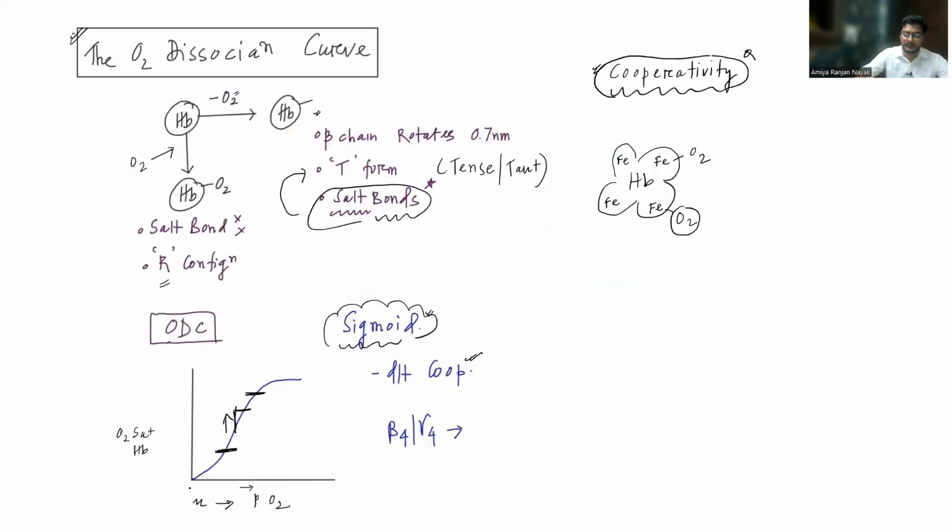Okay, in the previous slide I showed you something like beta 4 and gamma 4. So what is beta 4 and gamma 4? Beta 4 is actually a type of hemoglobin. Here this beta 4 tetramer contains 4 beta globin monomers.